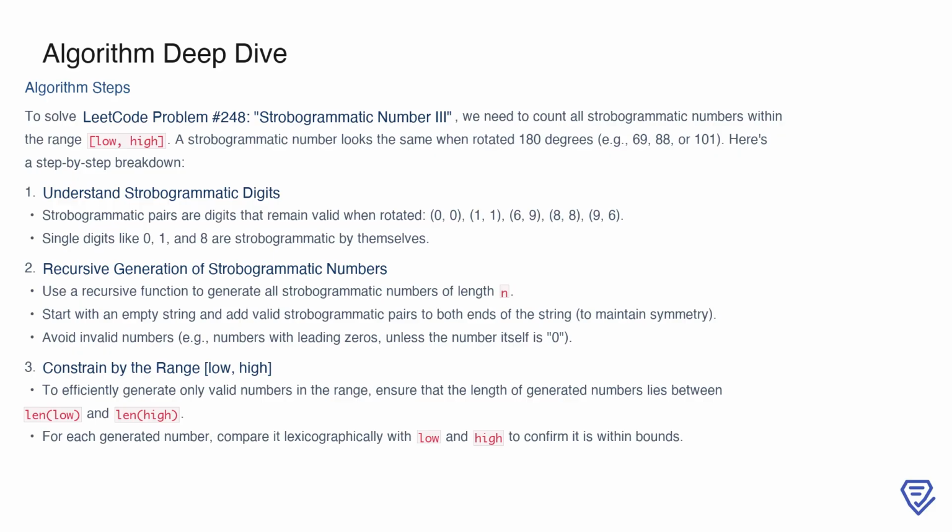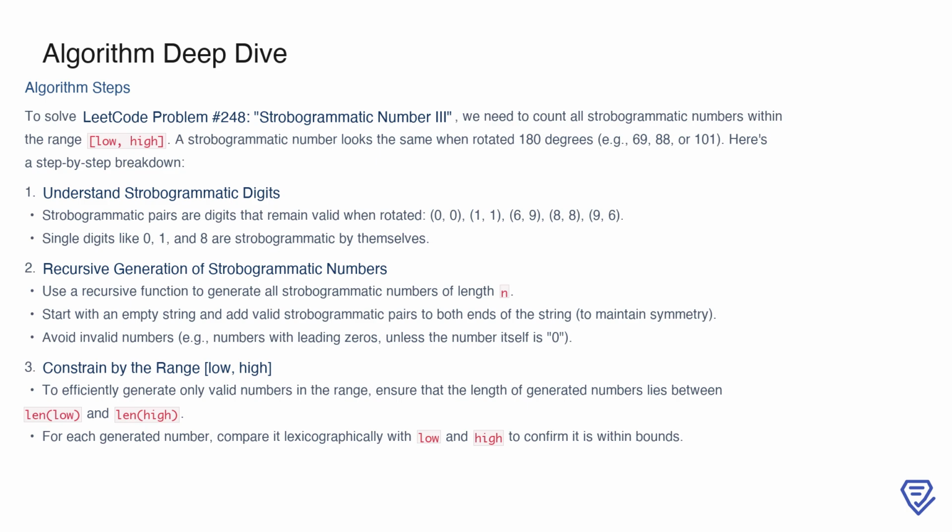To solve the strobogrammatic number 3 problem, the goal is to count all strobogrammatic numbers within a given range, defined by the inputs low and high. A strobogrammatic number is one that appears the same when rotated 180 degrees, such as 69 or 101. First, we need to understand the valid strobogrammatic digits. These include pairs like 0-0, 1-1, 6-9, 8-8, and 9-6, as well as single digits like 0, 1, and 8, which are symmetric on their own.